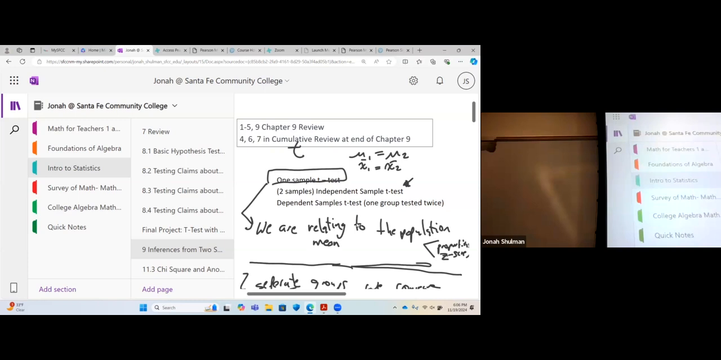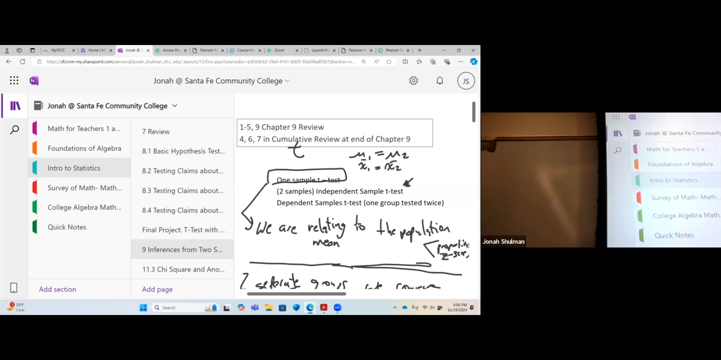Is that okay? So when we're talking independent samples, you can really think they're like two separate groups completely. But a dependent sample is the same kind of group over and over again. The formula is going to be a little different, StatCrunch is going to be a little different, so you have to know what test to use.